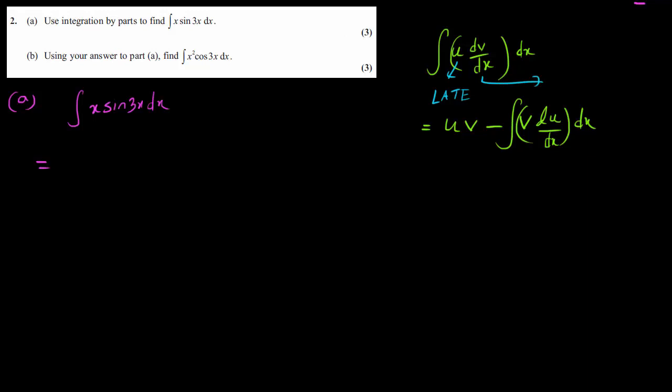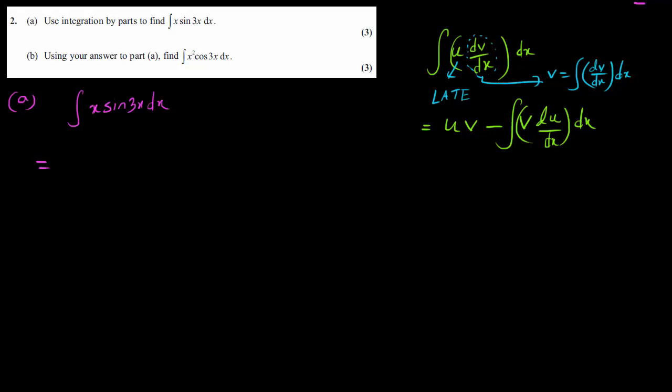Since we have dv by dx, in order to find v from there, what we need to do is use the fundamental rule of calculus. So that means v would be equal to the integration of whatever expression there is. So we have to integrate this expression over here and then we will find v. And in order to find du by dx, we have to differentiate this expression. So let's get going. First of all, LATE, A is algebra, so x is going to be u, and trigonometry falls after algebra, so this is going to be dv by dx.